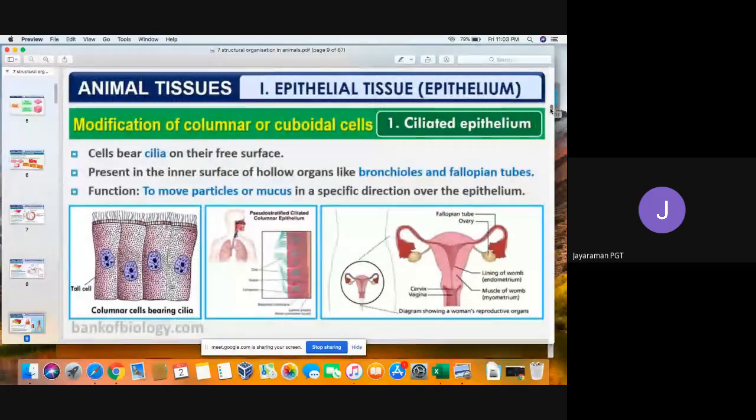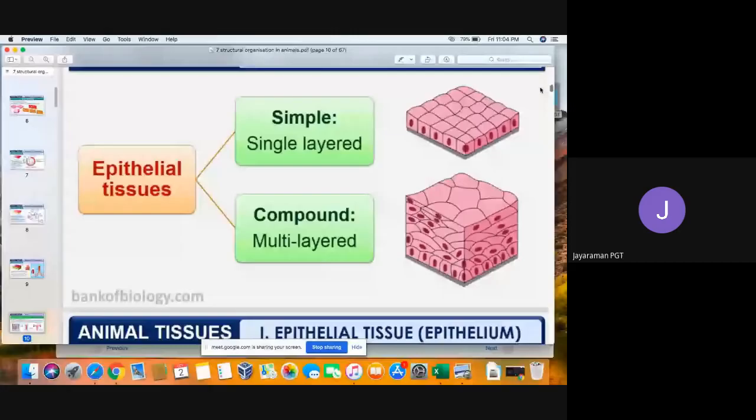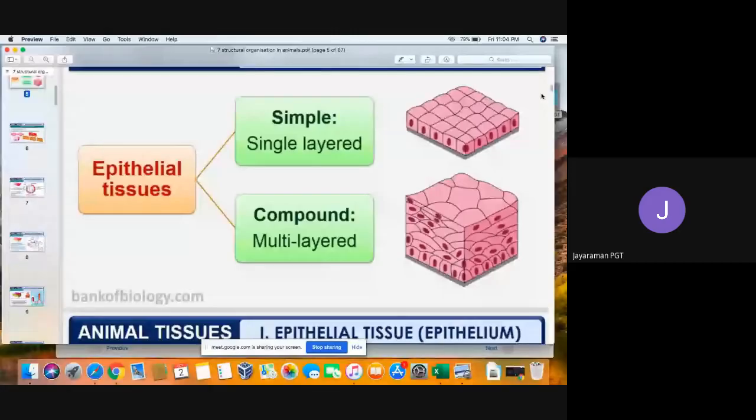Now, coming to the special types under the epithelium. We are discussing only simple epithelium now. We have not started the compound epithelium. What we discussed are simple tissues only. The compound one is called compound or multilayered epithelium. Multilayered epithelium we'll discuss after this, if time permits.